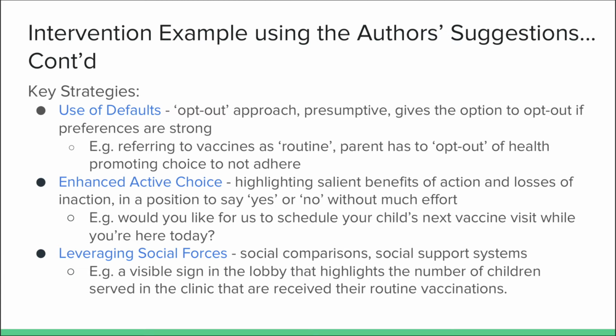The second key strategy related to this article is the use of defaults. This was briefly touched on in our Module 10 lecture in regard to defaults related to being an organ donor when receiving your driver's license. So the idea that you'd have to opt out if you didn't want to be an organ donor. The authors describe the use of defaults as using presumptive language and taking the approach of having parents opt out of health behaviors for their child if they decide to.